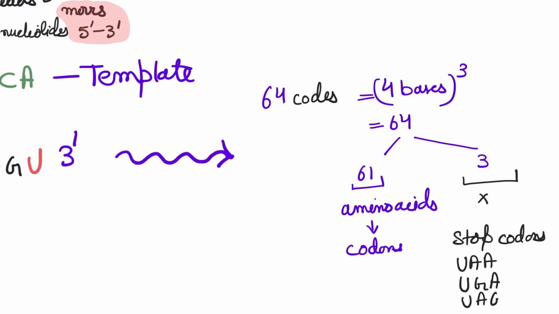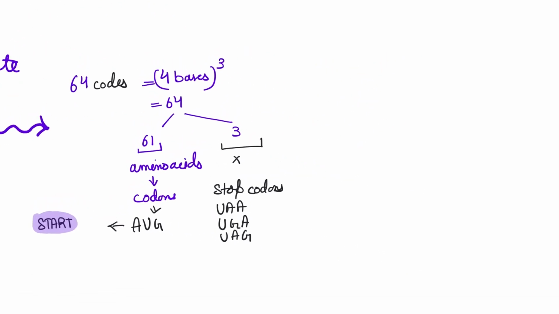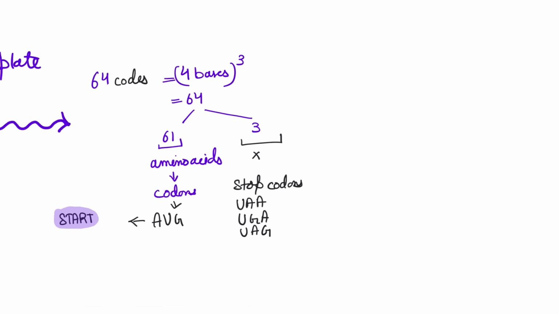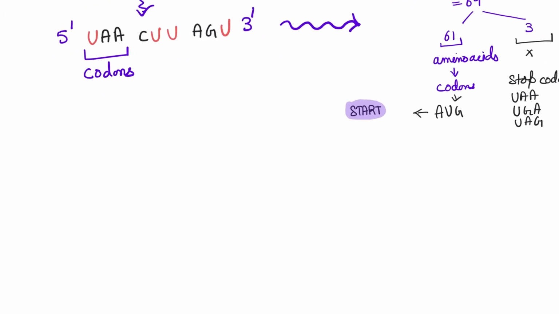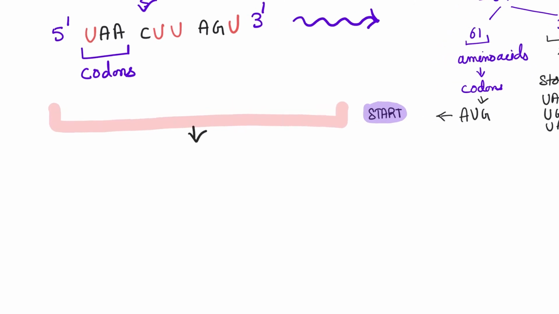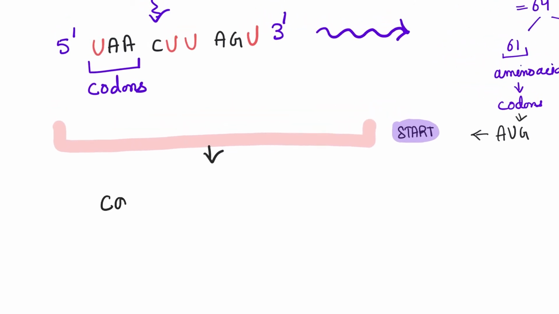The three are UAA, UGA, and UAG. Now, AUG is a start codon. That means the translation will always kick in from when an AUG is encountered. This AUG also codes for the amino acid methionine. Now, there's something that you need to understand right here. AUG is the start codon, and those three were the stop codons.